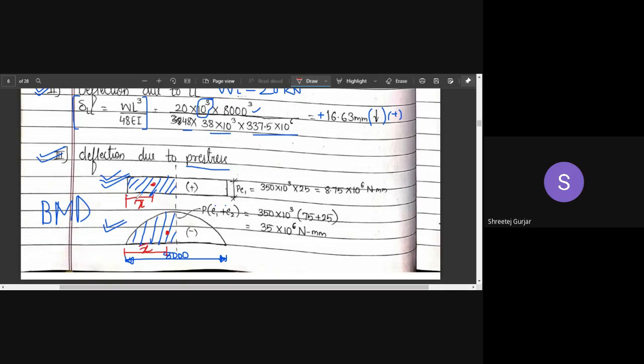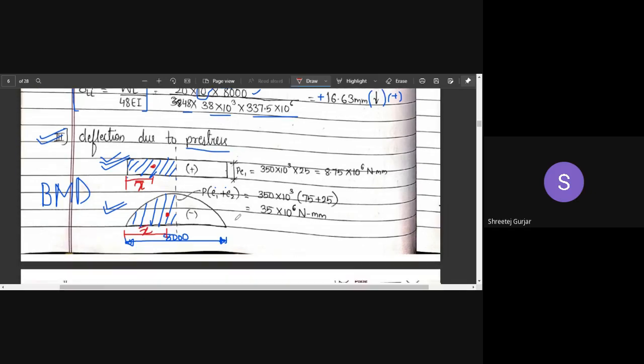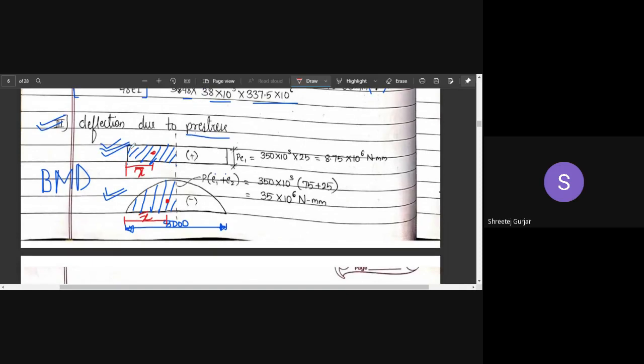Now you have to tell me, what is the area of this particular thing? What is the area of this particular A1? I'll consider that as A1. What is the area? Can you tell me? I have shaded it in blue color. That area you have to tell me. You have all the data on the screen. Sir, 4 into 8.75 into 10 raised to 6. Okay, make sure you have the units equal.